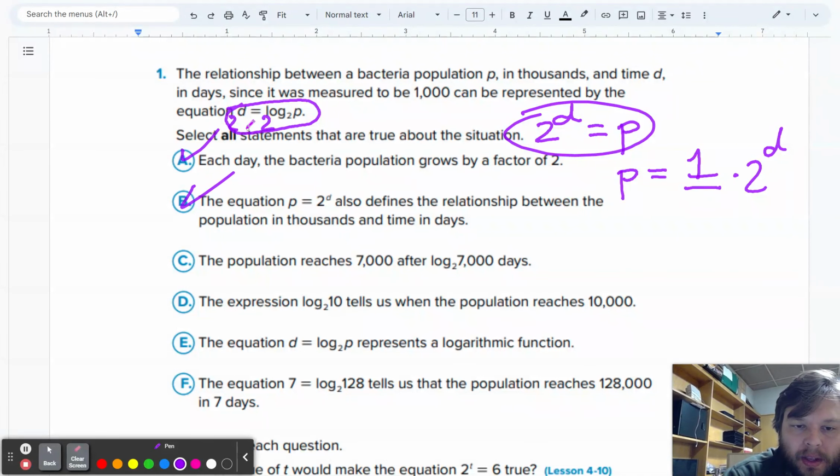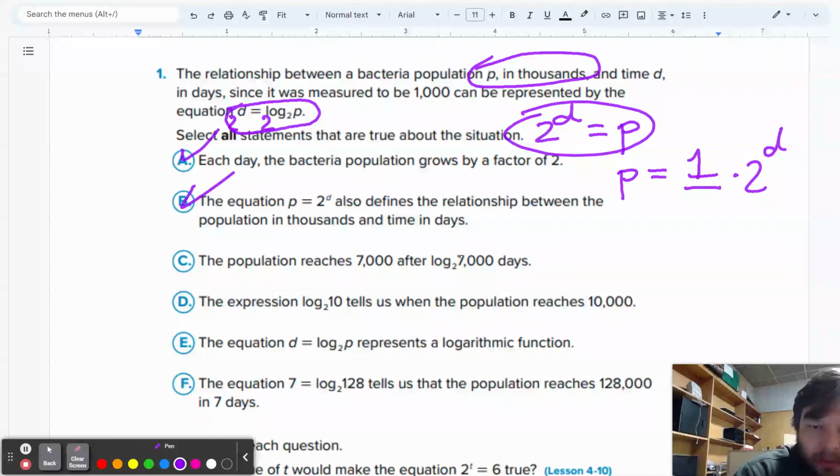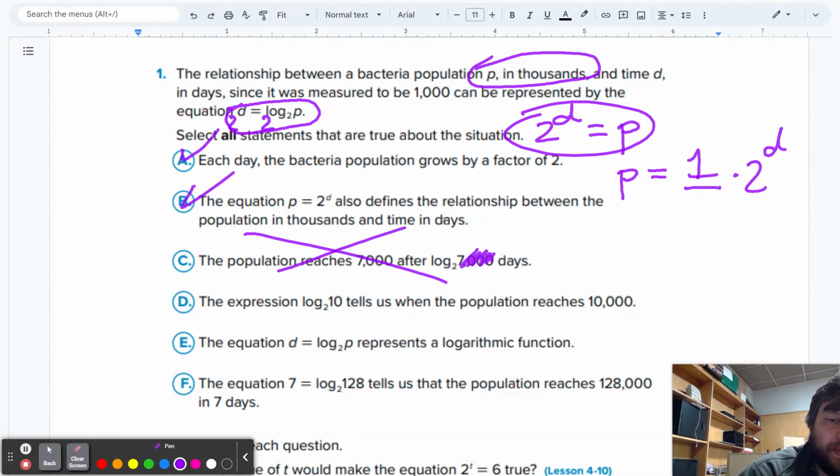The population reaches 7,000 after log base 2 of 7,000 days. Now that's close, but we have to remember that we're measuring p in terms of thousands. So it would only take log base 2 of 7 days. So this one is wrong. They did not do it right. Log base 2 of 10 tells when the population reaches 10,000. That time they did the units right.